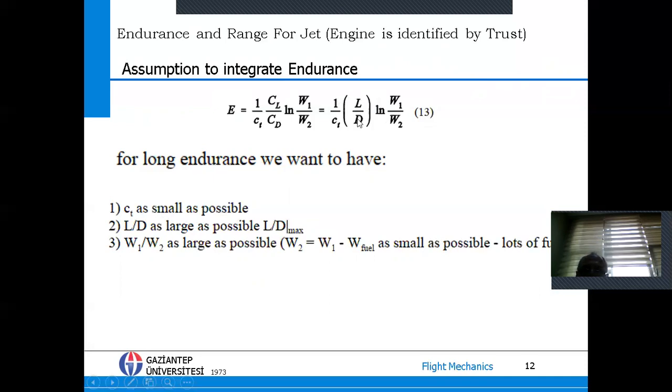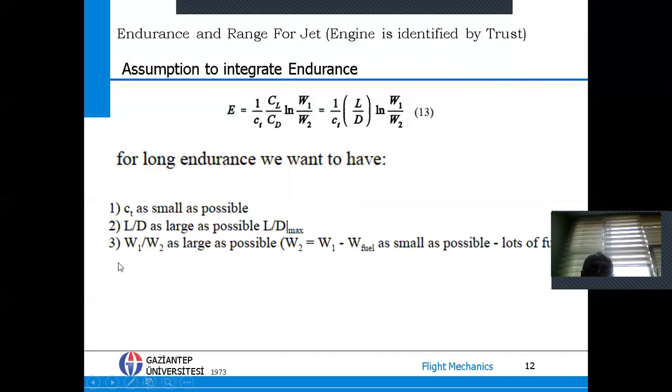Let us discuss this term. What does it mean? This is L over D. L over D is the aerodynamic efficiency. So L over D should be as large as possible. Also, this expresses the aerodynamic efficiency or the design quality of the aerodynamics. Therefore, if you need to design an aircraft to maximize the endurance, actually you need to focus on this term. You need to maximize the aerodynamic efficiency.